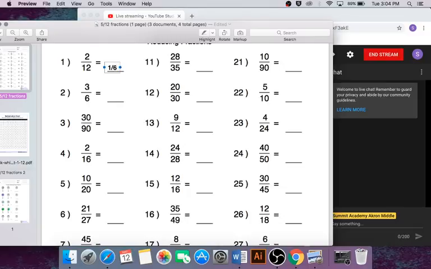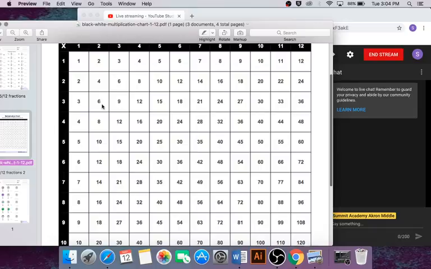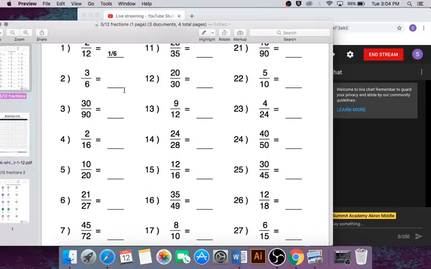For number 2, we have 3 and 6. So remember, in addition to 1, because 1 will go into every number, we're going to go down, and 3 is the only number that goes into 3, and 3 also goes into 6. So 3 goes into 3 one time, 3 goes into 6 two times. So our answer is going to be 1 over 2, or 1/2.